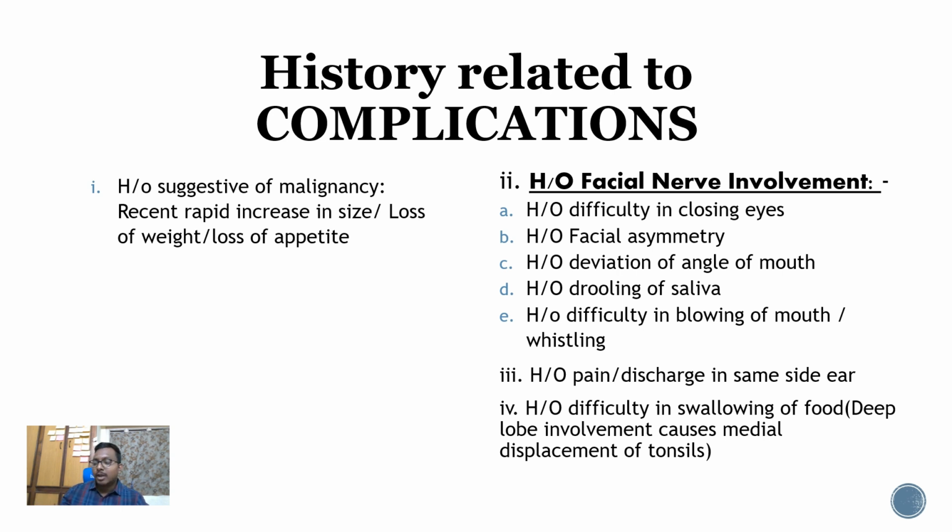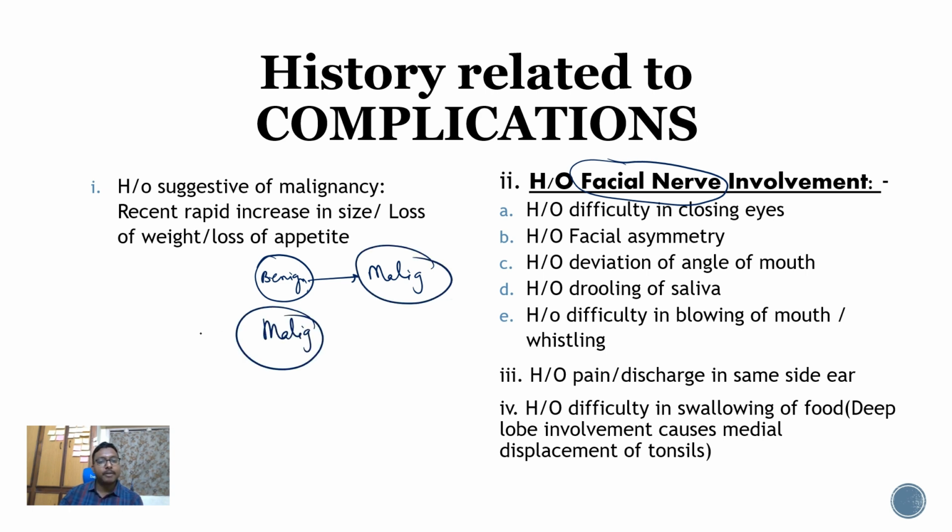Now coming to the second one, history related to the complications. To understand that, I told you what are the possible complications we can have. Please understand, whenever you are talking about the parotid gland, it is not just about the parotid gland, but also the other things in relation to it. One important structure in relation to the parotid gland is your facial nerve. Before that, I told you a previously benign condition can transform into malignancy, or it can be a malignant swelling from the onset.